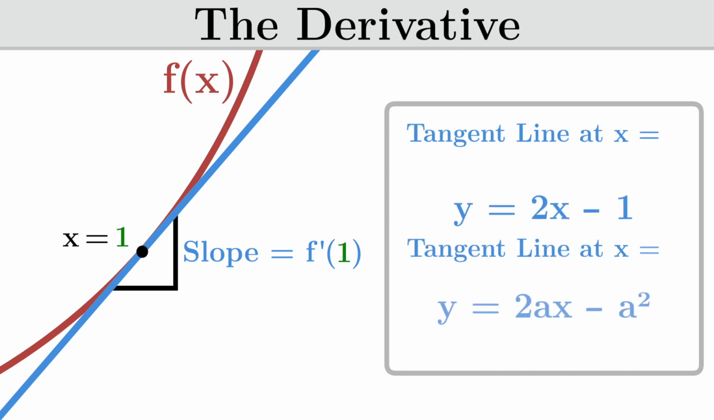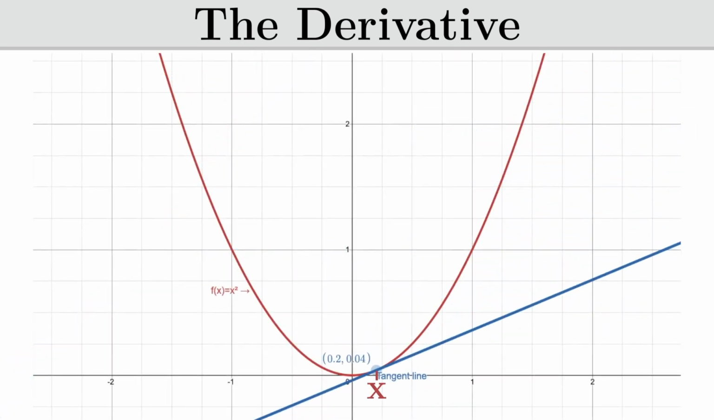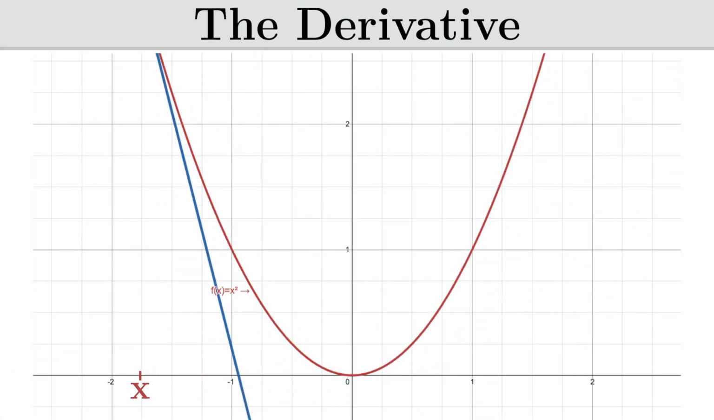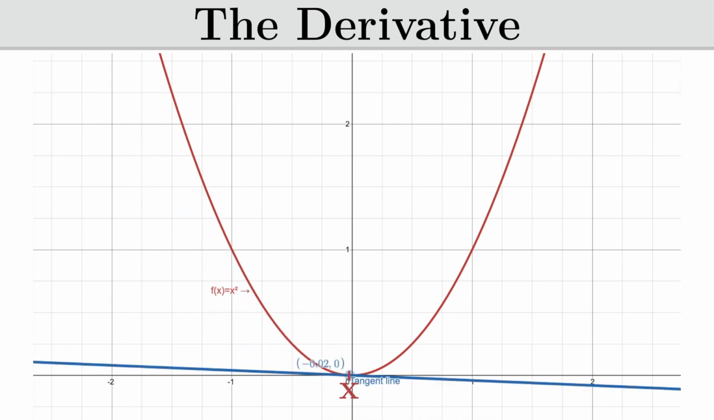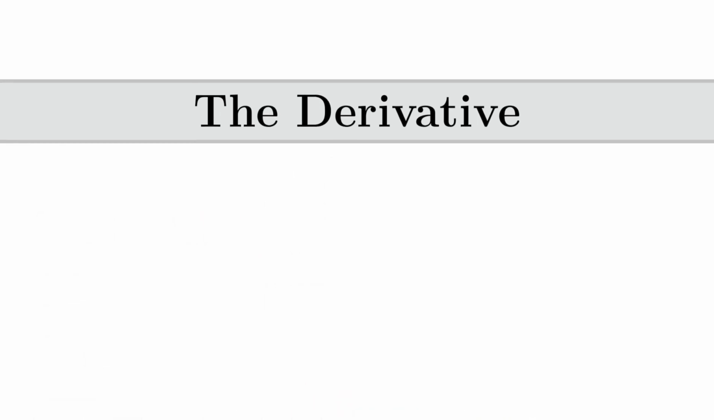For each x value, there exists a unique tangent line. Here we can see the tangent line in blue as I change the value of x. Tangent lines and derivatives are very similar, but it's important to note that derivatives are a number and tangent lines are geometric objects. I hope you found this a nice introduction to the world of derivatives and tangent lines.